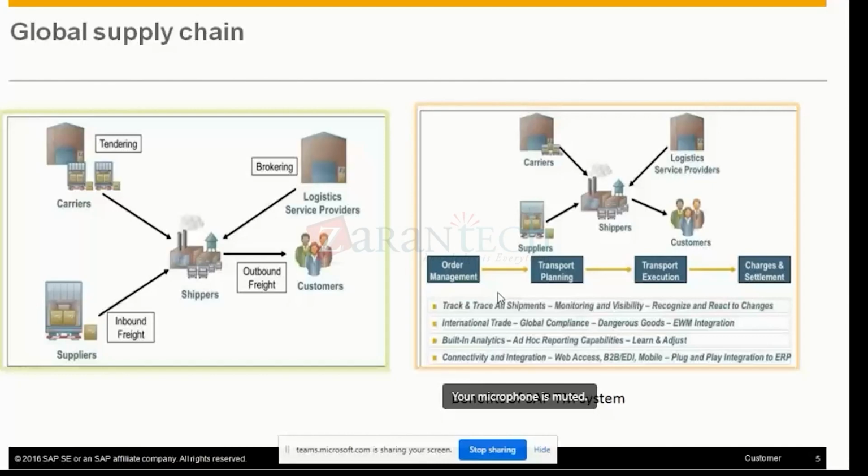Similarly, you can also have an integration with your warehousing content. In the warehouse, we do a lot of picking, packing, staging, goods issue. All these are core functionalities of the warehouse. But in case all the picking and packing processes within the warehouse are planned by the transportation planning in TM, in that case, we need to have an integration between TM and EWM.